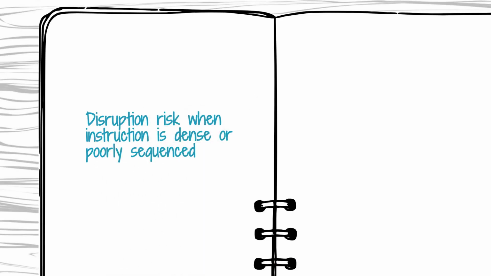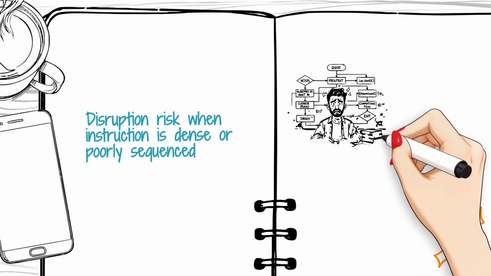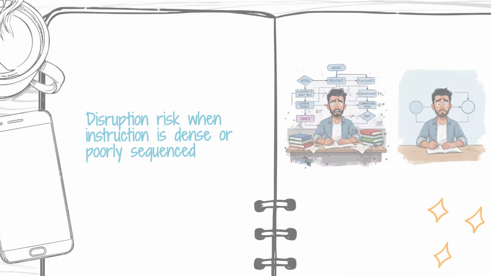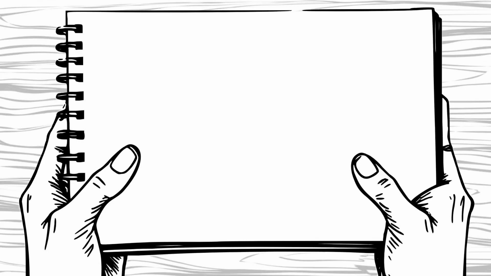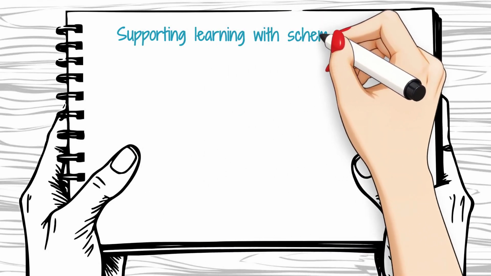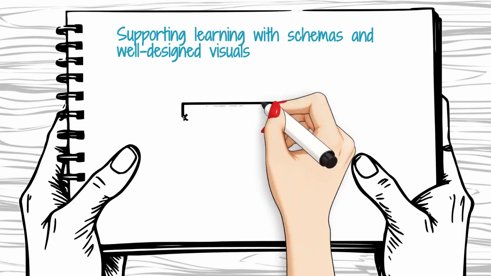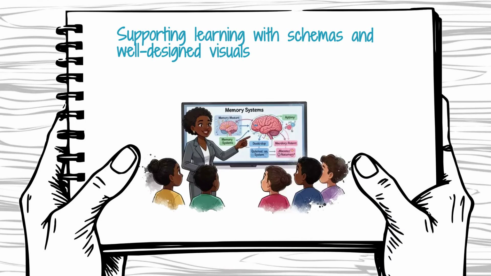From an instructional perspective, these principles have clear implications. Effective teaching reduces extraneous cognitive load by eliminating unnecessary complexity. It supports germane load by helping learners build meaningful schemas. Visuals, animations, and narration should work together, not compete for attention. For example, a diagram of memory systems can be paired with concise narration that highlights relationships rather than repeating the same text on screen.